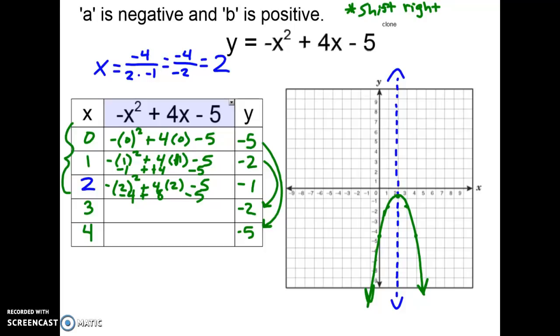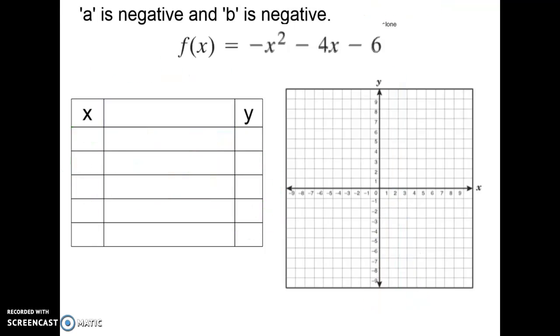Go ahead and pause if you need to take more notes, but I do have one more example that I'd like to go through, and that is if A and B are negative. So just going through our process, practicing this again. We have opposite of -4 divided by 2 times -1. That's going to be a +4 divided by a -2, and that is going to be a -2. So -2 goes here. We have our axis of symmetry of -2.